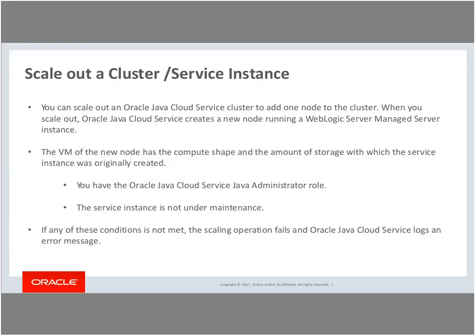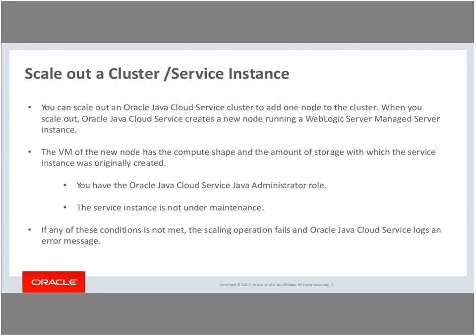So scale out a service instance or scale out a cluster, for example, on demand to meet the requirements of the Java Cloud Service instance, to meet the rapid growth in the system load or the user experience in terms of performance, and scaling up the environment. You can scale out an Oracle Java Cloud Service cluster to add one node to the cluster at a time.